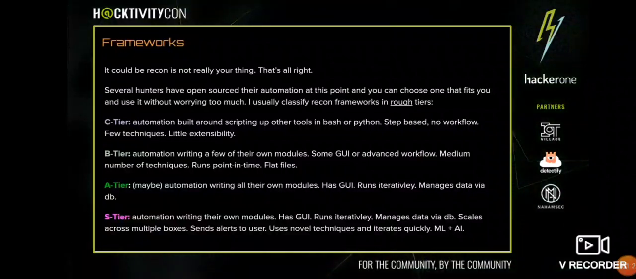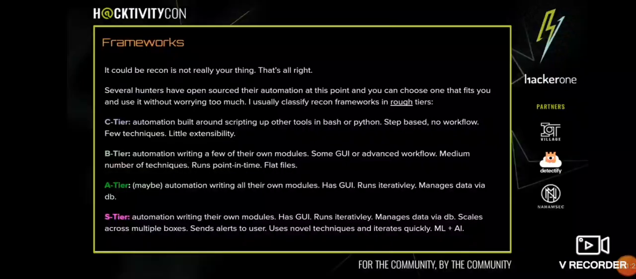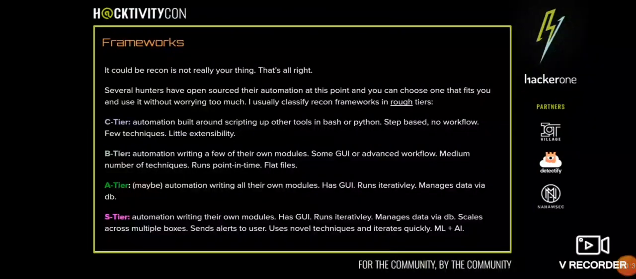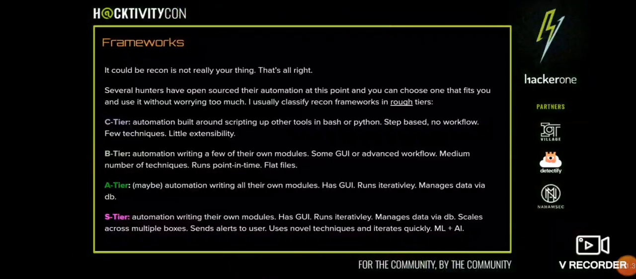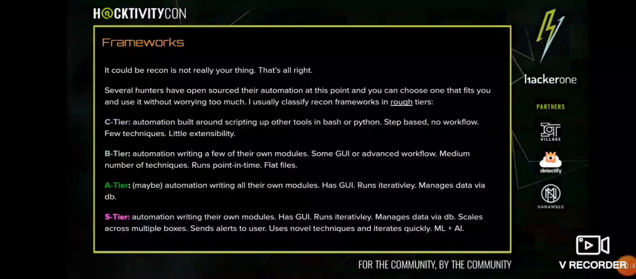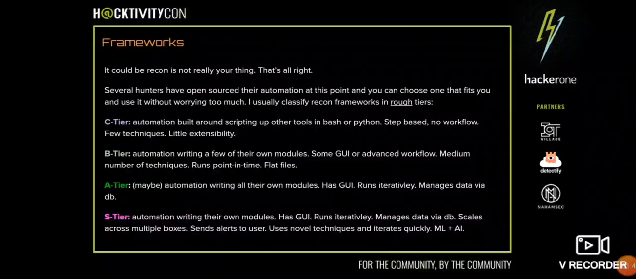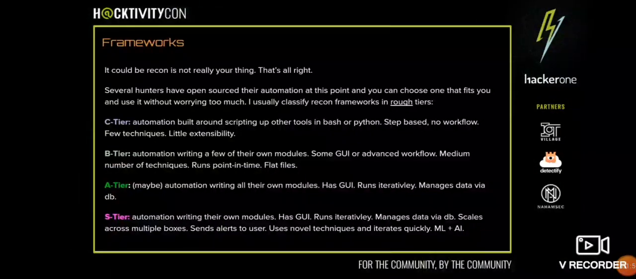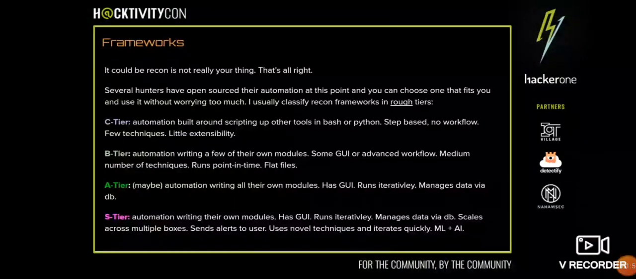B tier automation is automation. Maybe they're writing a few of their own modules. Maybe they have a GUI or some advanced workflow that makes the speed of the whole process lower. They have more techniques that they're using, but they still run point in time, and they probably still track everything in flat files, if they track anything at all. They could just be single shot tools. B tier is starting to write some of their own modules, finding subdomains or whatever. Some of them have GUIs. They run iteratively, like they run at points in time, like a cron job or something like that. And they manage all of this. A tier, one of the distinctive qualities is that they manage it through a database.